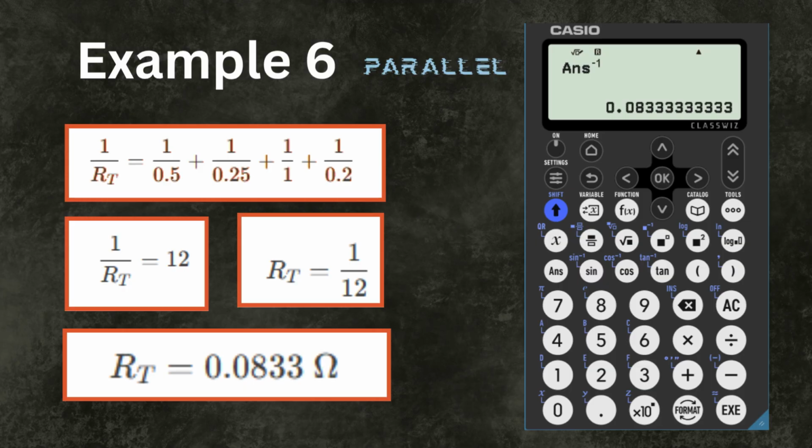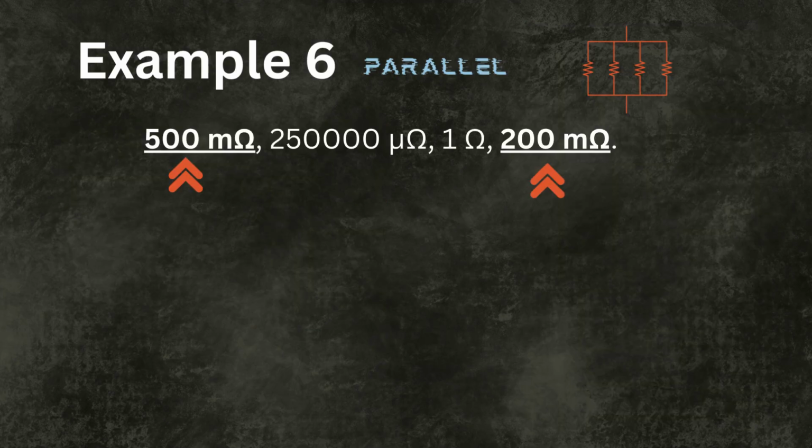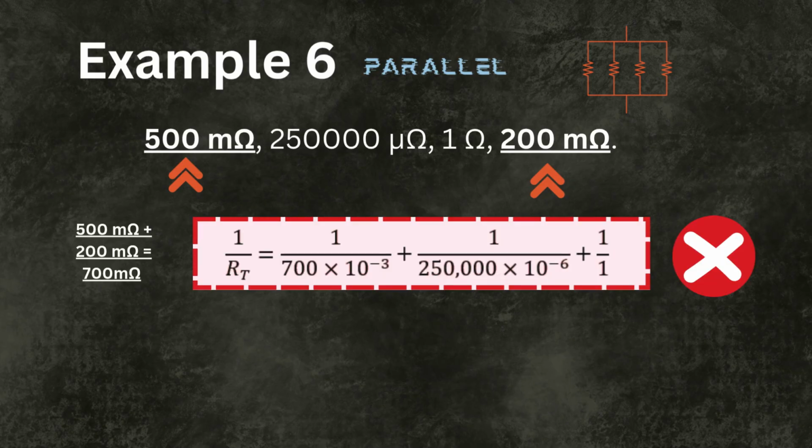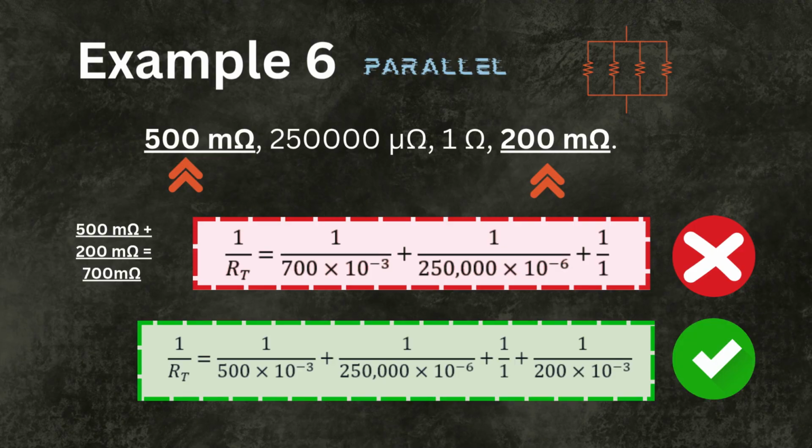As with the previous example, this method works well, but calculation method 1 is usually faster and reduces the risk of rounding errors. Notice that 2 of the resistor values were given in milliohms. Although 500 milliohms and 200 milliohms could be combined when converting units, we still need to treat them as separate resistors in the parallel calculation. Each resistor must have its own reciprocal calculated before the values are added together.